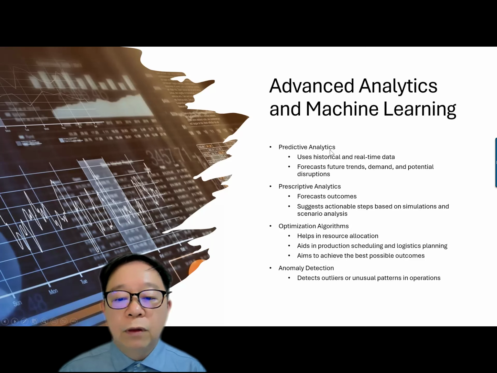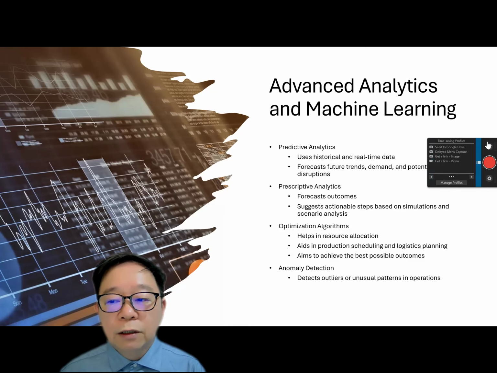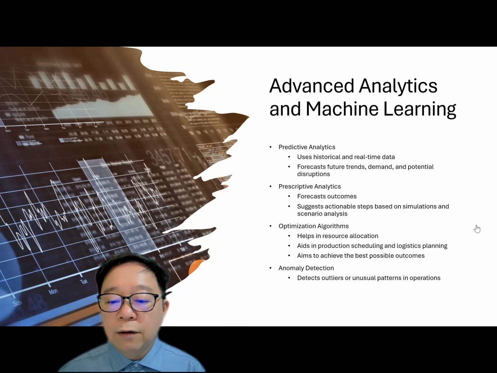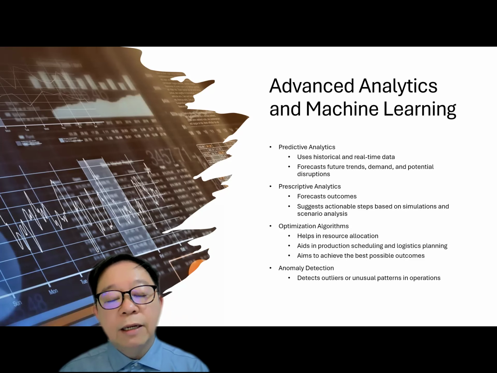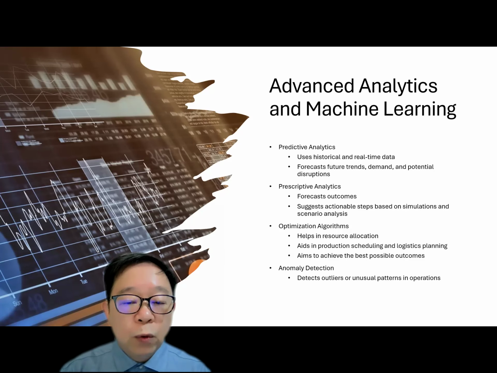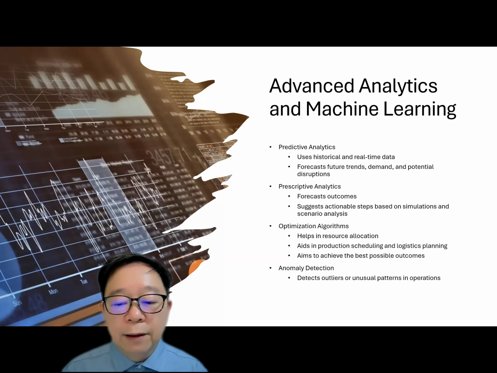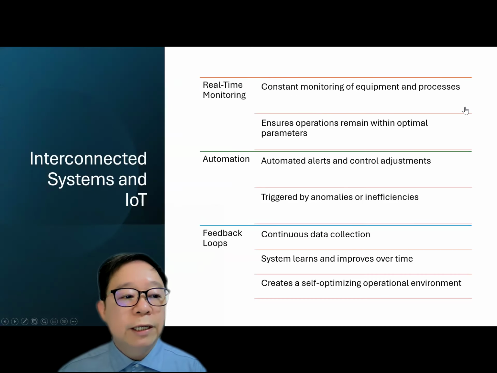Then we can optimize the algorithm. Why do we need to optimize the algorithm? Because we would like to predict, okay, or have the best usage of all the resources, right? So it helps in resource allocation. Also, it helps us do scheduling. And of course, we want to achieve the best outcome. So if we find any problem, then we can identify the outlier, the unusual pattern, because an unusual pattern is a sign for us to take action, right? So I mean that is the usage of advanced analytics in machine learning.